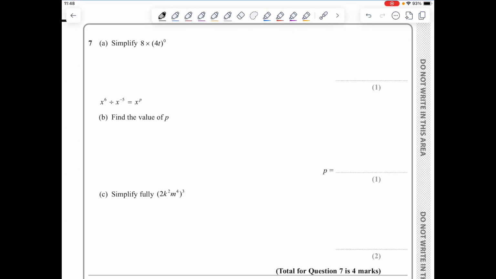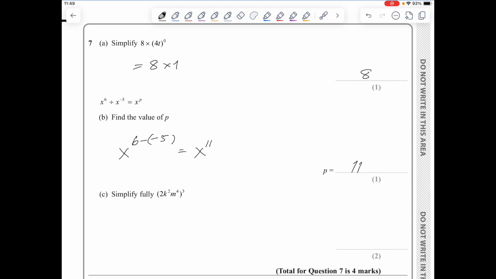For part A of question 7, anything to the power of 0 is 1. So this is 8 times 1, which is just 8. In part B, the rule says that when you have division, you subtract the powers, so we have x to the power of 6 minus minus 5, so you get x to the power of 11, which means p is 11.